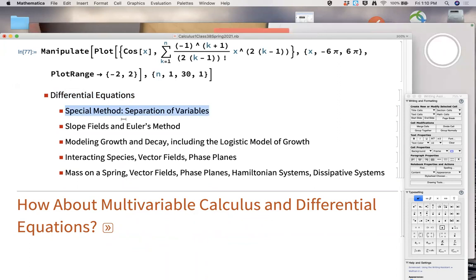Solving differential equations with special methods like separation of variables, analyzing them with things called slope fields, and approximating solutions with something called Euler's method, different models of growth and decay, interacting species like that rabbit and fox model I was talking about earlier, physics models like a mass and a spring, are all applications of differential equations, which we talk about to some extent in Calculus 2.